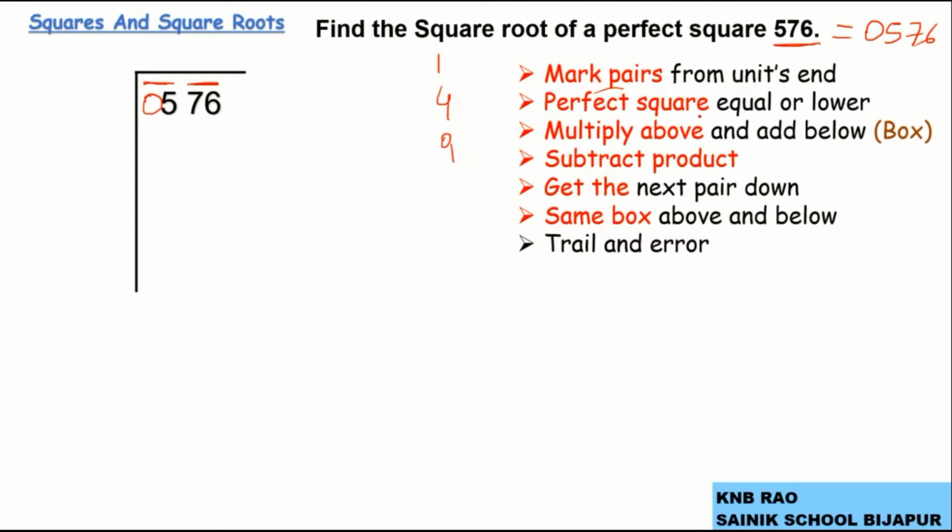Now since this pair is a single digit number, I have the possibility of choosing out of 1, 4, 9 only. When I want to choose a perfect square, equal or less than, obviously 4 is the appropriate. Though 1 is smaller, it is not closest. 4 is the closest one and 9 is a bigger one. So 4 is the square of 2. So 2 2s give 4. This product is subtracted, which gives 1.